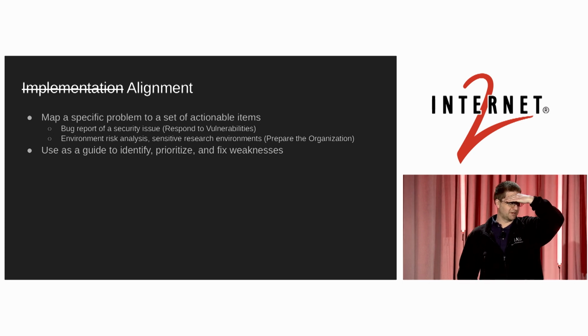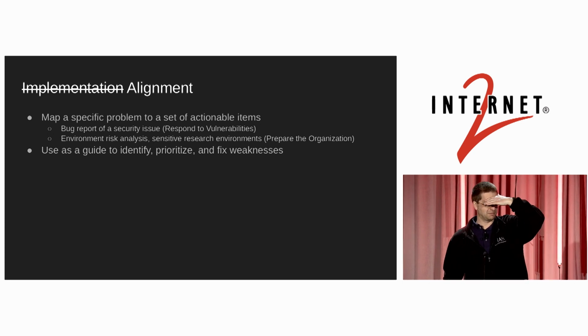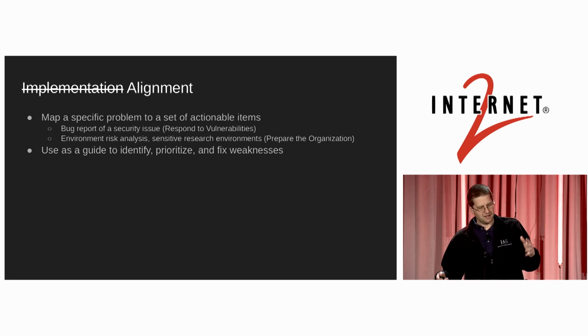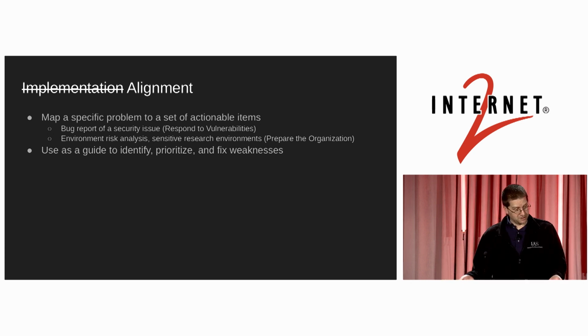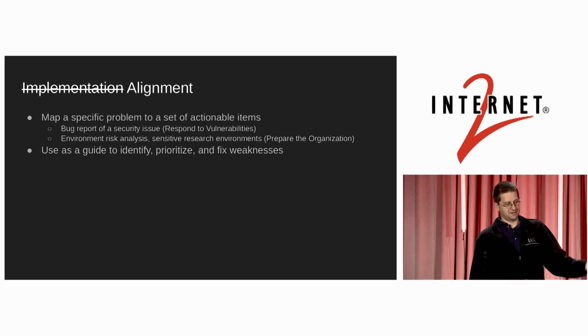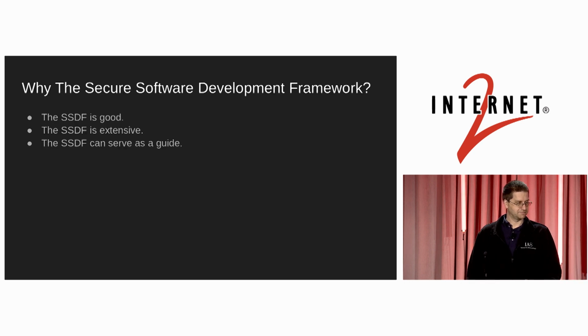For example, you map a problem to a set of actionable items. Let's just say a bug report comes in for a security issue. That would be under responder vulnerabilities. It's like incident management and stuff. And environmental risk analysis, sensitive research environments, you would find it and prepare the organization. And the bottom bullet is: use it as a guide to identify, prioritize, and fix weaknesses.